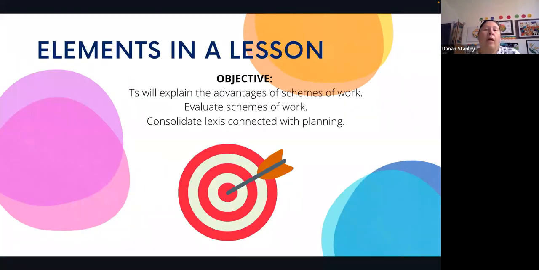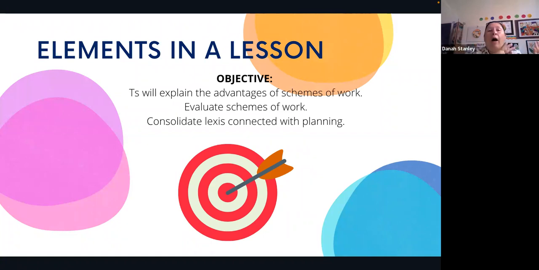So today we are going to identify the advantages of a scheme of work, evaluate the schemes of work, and consolidate all the lexis and the concepts we have analyzed previously related to planning. Okay? So today we are going to analyze this series of lesson plans to be covered in a series or in a specific period of time.